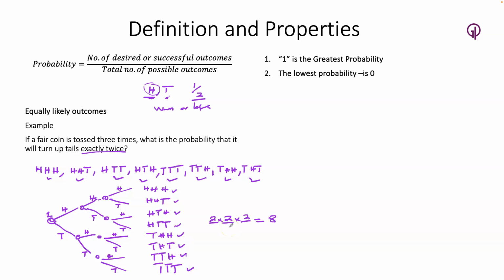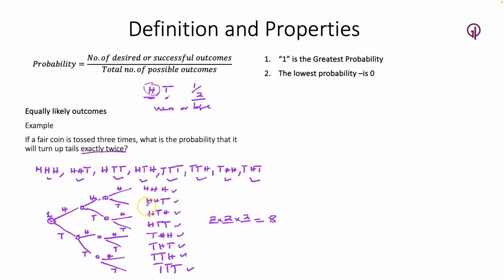Now, here the 8 outcomes are equally likely, because at each toss, landing a head or tail is equally likely. Now, if you examine our list, you will realize that 3 outcomes turn up tails exactly twice.